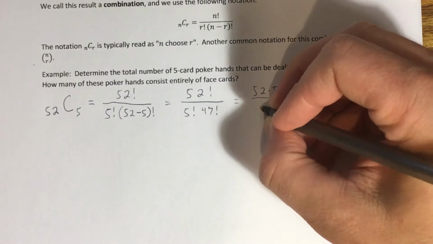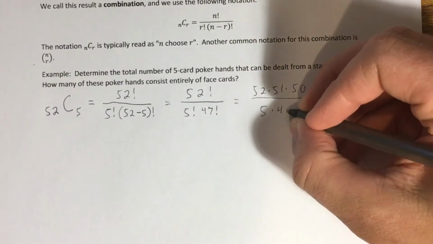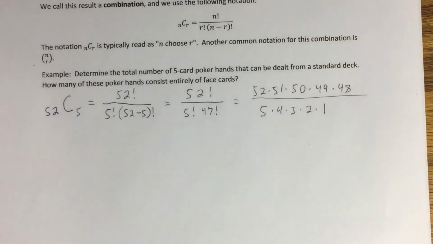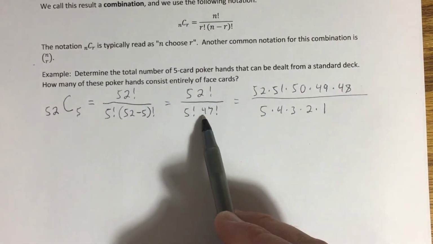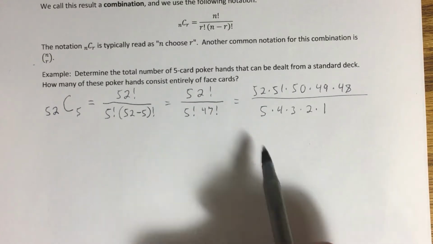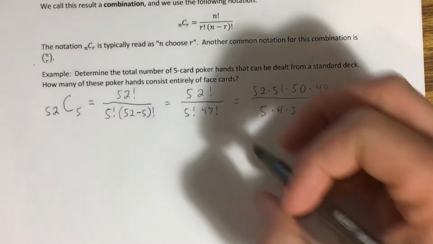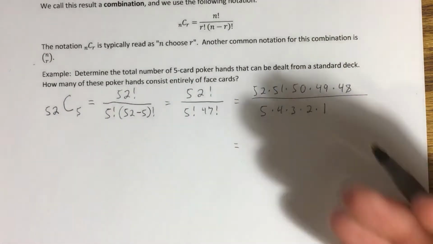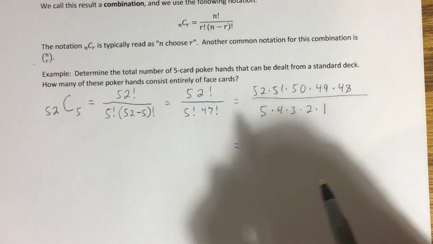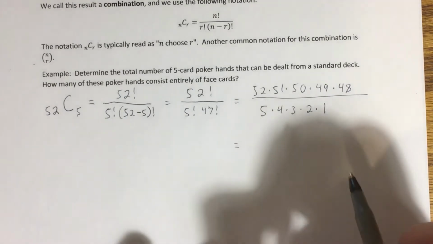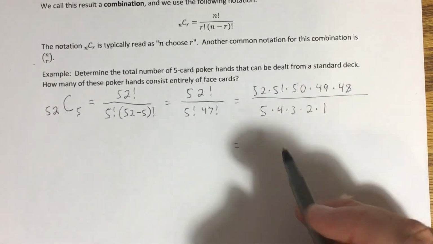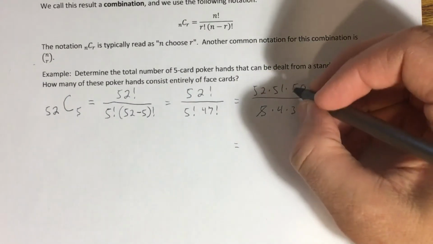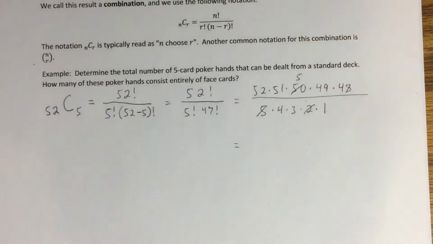I also have 5 times 4 times 3 times 2 times 1 down here, because that's what's left. Once I've canceled 47 factorial, I have 5 factorial left down here. From here it's still a big computation, and you could plug this directly into a calculator as is, but it's nice to look for things that cancel. So for example, 5 times 2 is 10, and 10 will cancel with this 50. That leaves me with a 5 right there.